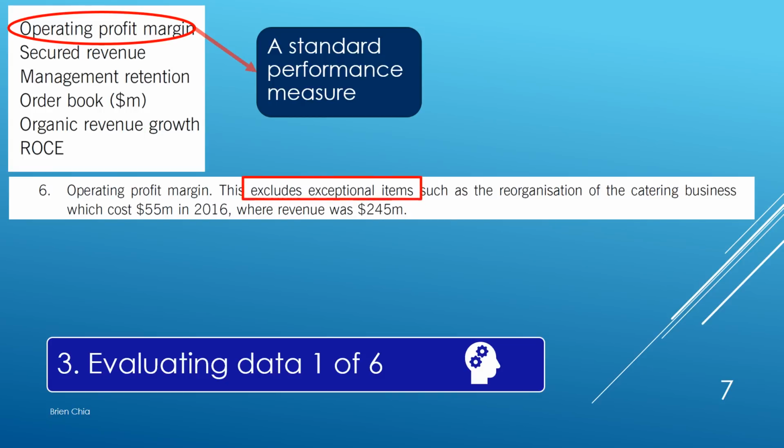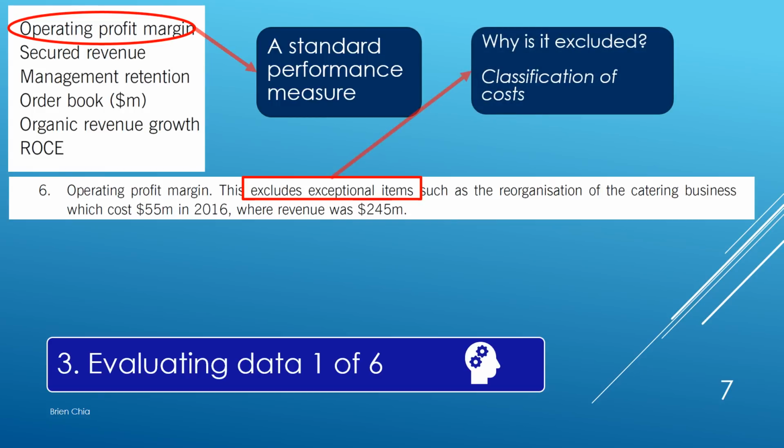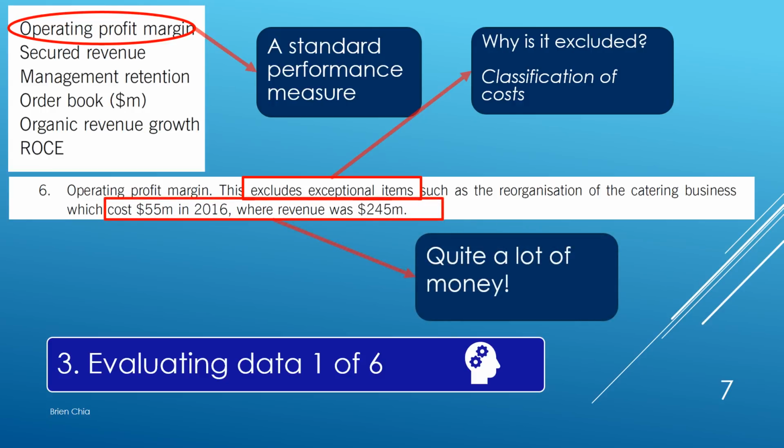Now, if you look carefully at note 6, they say here this excludes exceptional items. So why is it excluded? When P5 gives you a certain amount of data, you need to take a look, why is it excluded? So that's a question that we need to answer when we answer the question. It seems like that's quite a lot of money, $55 million. So we'll deal with it when we answer the question.